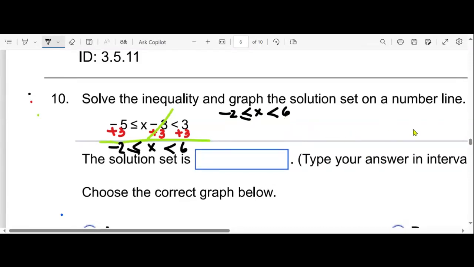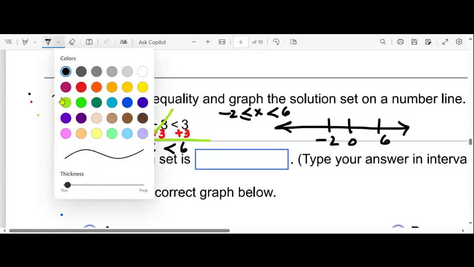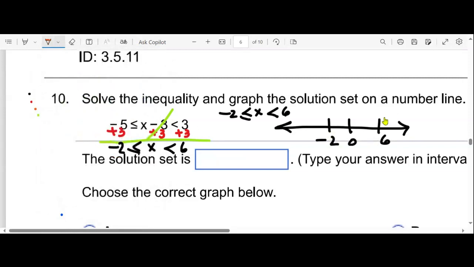To graph this, how is it gonna look like? Who can tell me? If there is 6 here, 0 here, negative 2 here, what are you gonna say? Between what and what? Open or close? Open, 6. Open or close? Close. Negative 2 is close. So it's going to be between what and what? Negative 2 and 6. Exactly. So which one is the correct graph here?